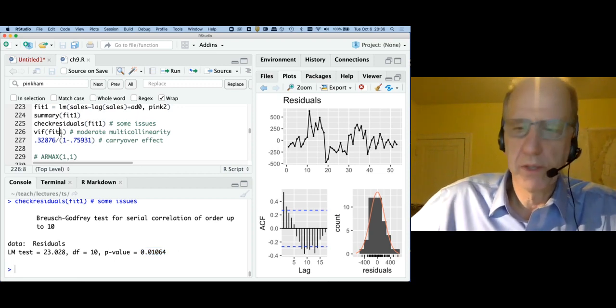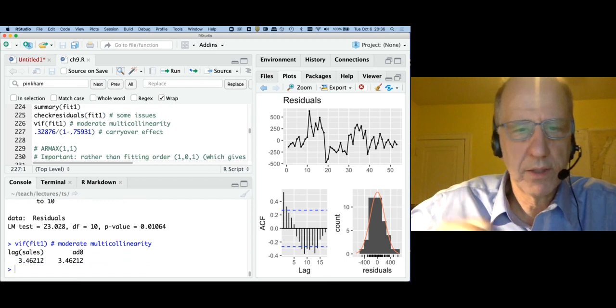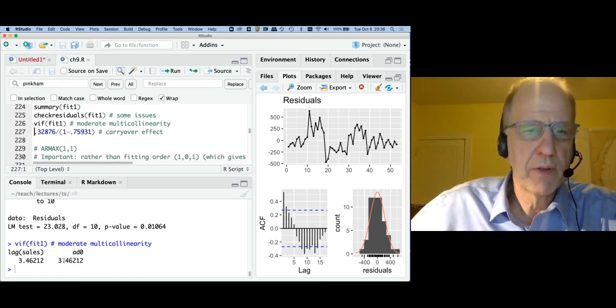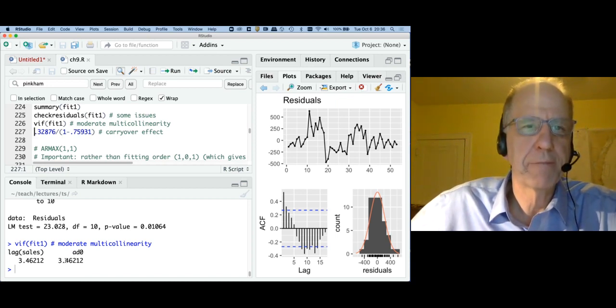If we check for multicollinearity, we've still got a moderate amount. We have some values in the 3s. At least we don't have that value in the 5 anymore, which was, I would say, pretty problematic.